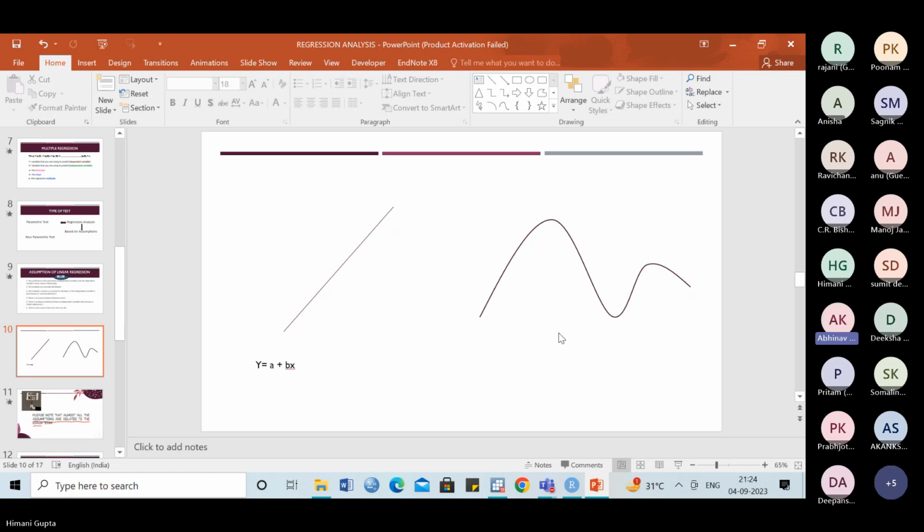Ma'am, there can be a curvilinear, like for example, if the impact is more than double of a particular variable. Can you give me an example? Inflation. If inflation is double, I can write 2x. So y equals a plus 2x. 2x means inflation. The impact of inflation is twice on the variable y. So it won't become your curvilinear.